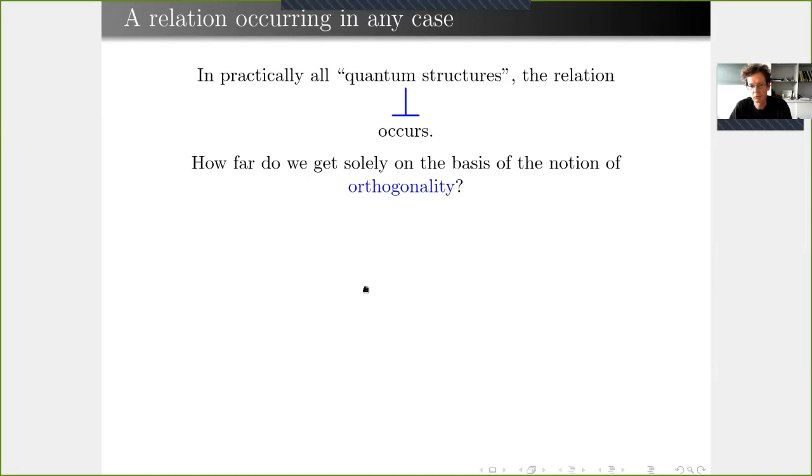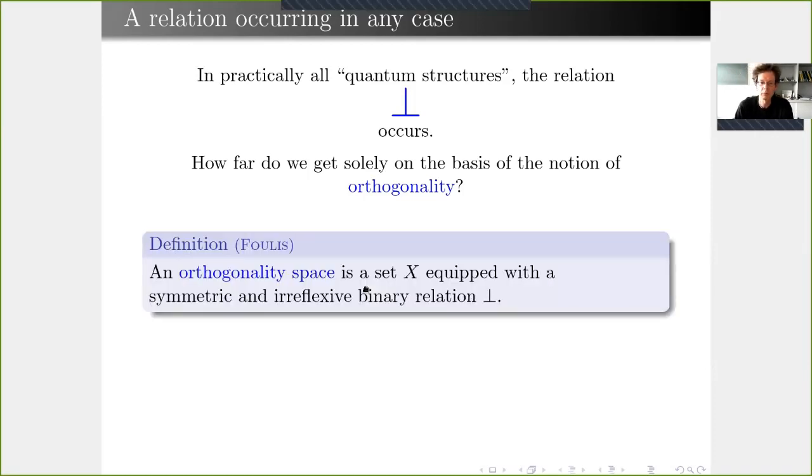I mean, the orthogonality relation does not really fulfill a lot. It is a symmetric and an irreflexive binary relation, and that's it. And this leads to the notion coined by Pulmannová, an orthogonality space. It's a really weak structure and essentially an undirected graph.